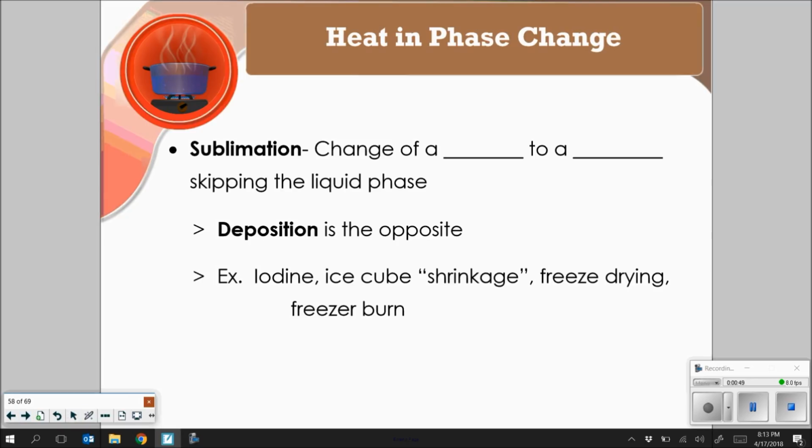So just to take some of the vocab, sublimation is going to be the change of a solid to a gas, and it's going to skip the liquid phase. Deposition is going to be the opposite. It's going to go from a gas right down to a solid, skipping the liquid phase. Some examples of this are iodine, ice cube shrinkage, freeze drying, freezer burn, etc.